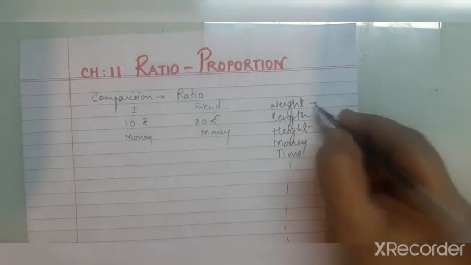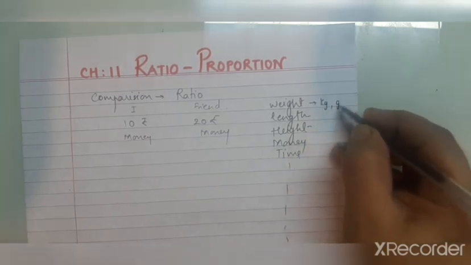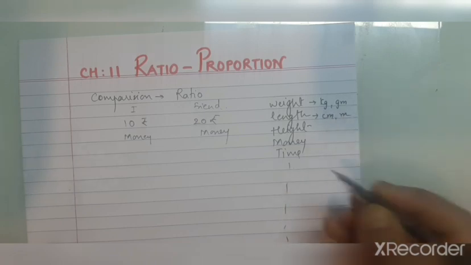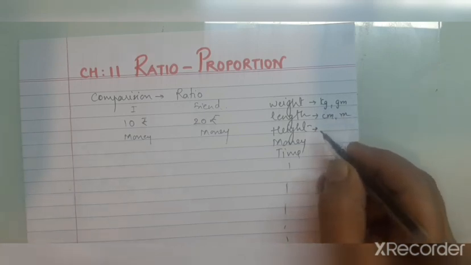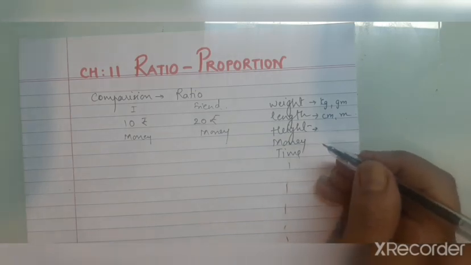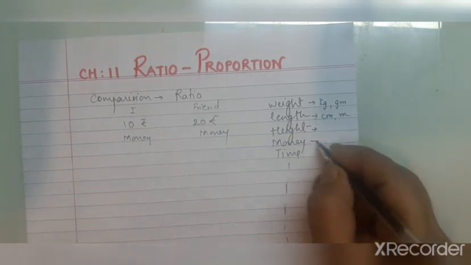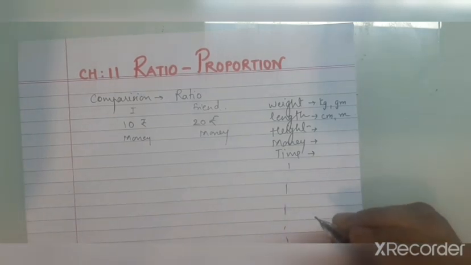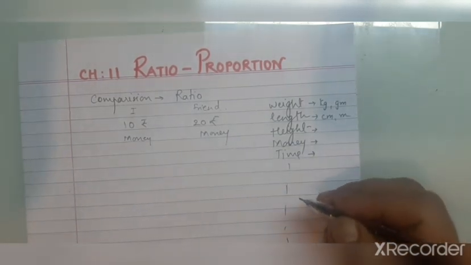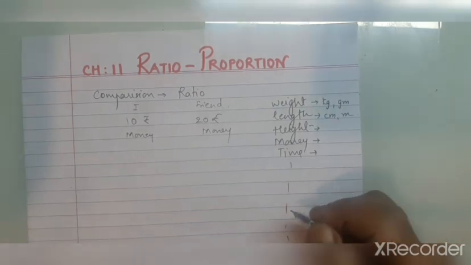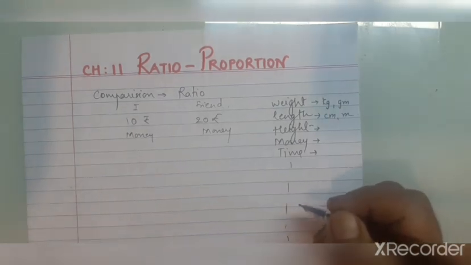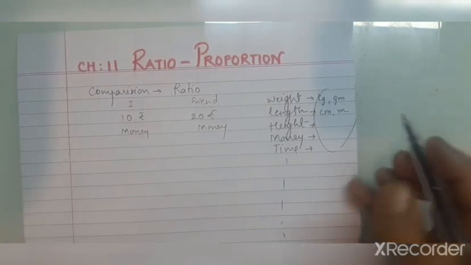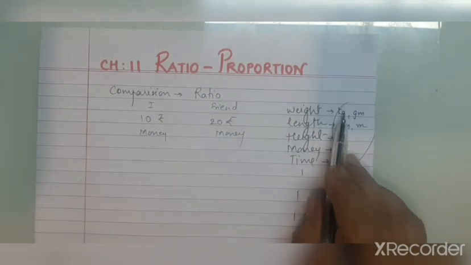For weights, we have kilograms, we have grams. For lengths, we have centimeters, we have meters. Heights, we compare in centimeters, how many feet. Money, we compare with rupees, paise. Time, we compare with minutes, hours. Ages, we compare with how many years, how many months. So these are the units I'm talking about. When you're comparing two things, the units should be the same.